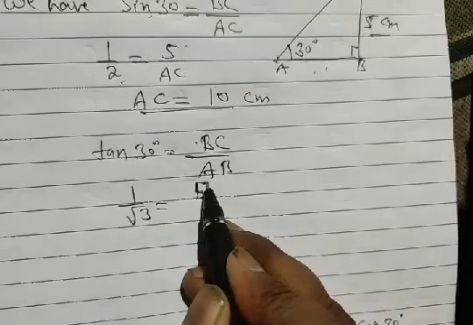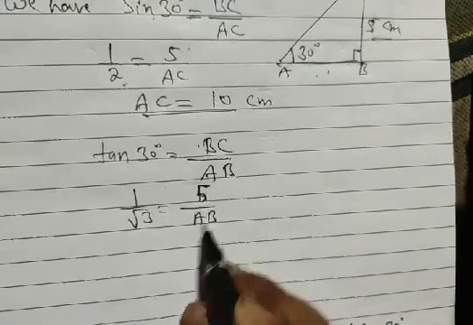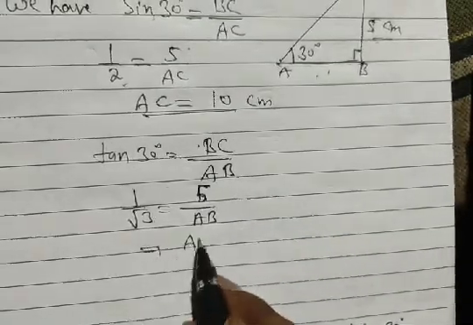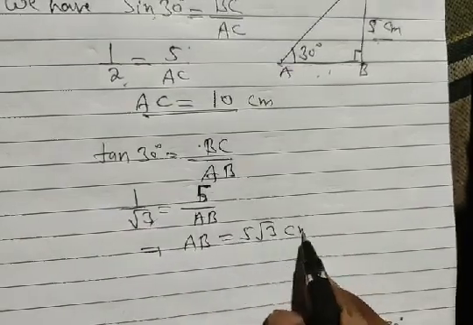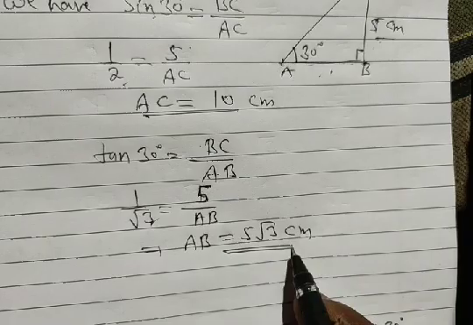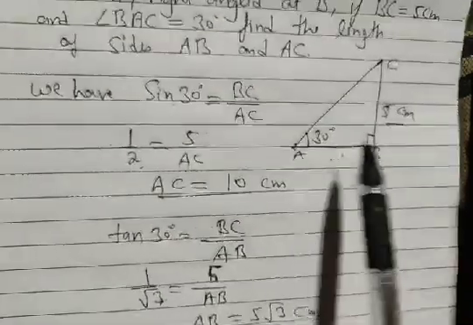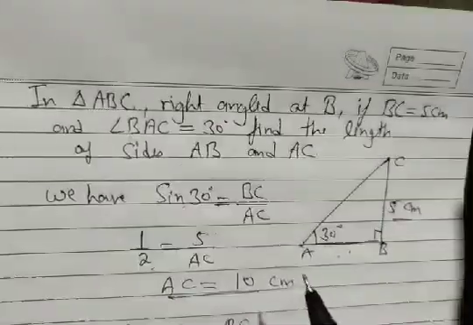BC is equal to 5, and we have to find AB. Now by cross multiplication, the value of AB is 5 root 3. It's 5 root 3 centimeter. Then we get our two unknown sides in the given problem.